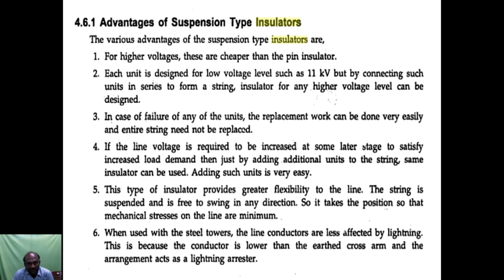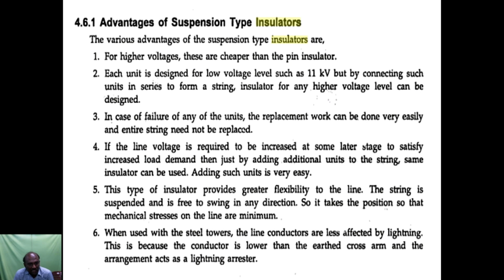For any increased voltage, in multiples of 11 kV, we can use this suspension type. In case of failure of any of these units, the replacement can be done very easily. So using this, we can do any replacement immediately.